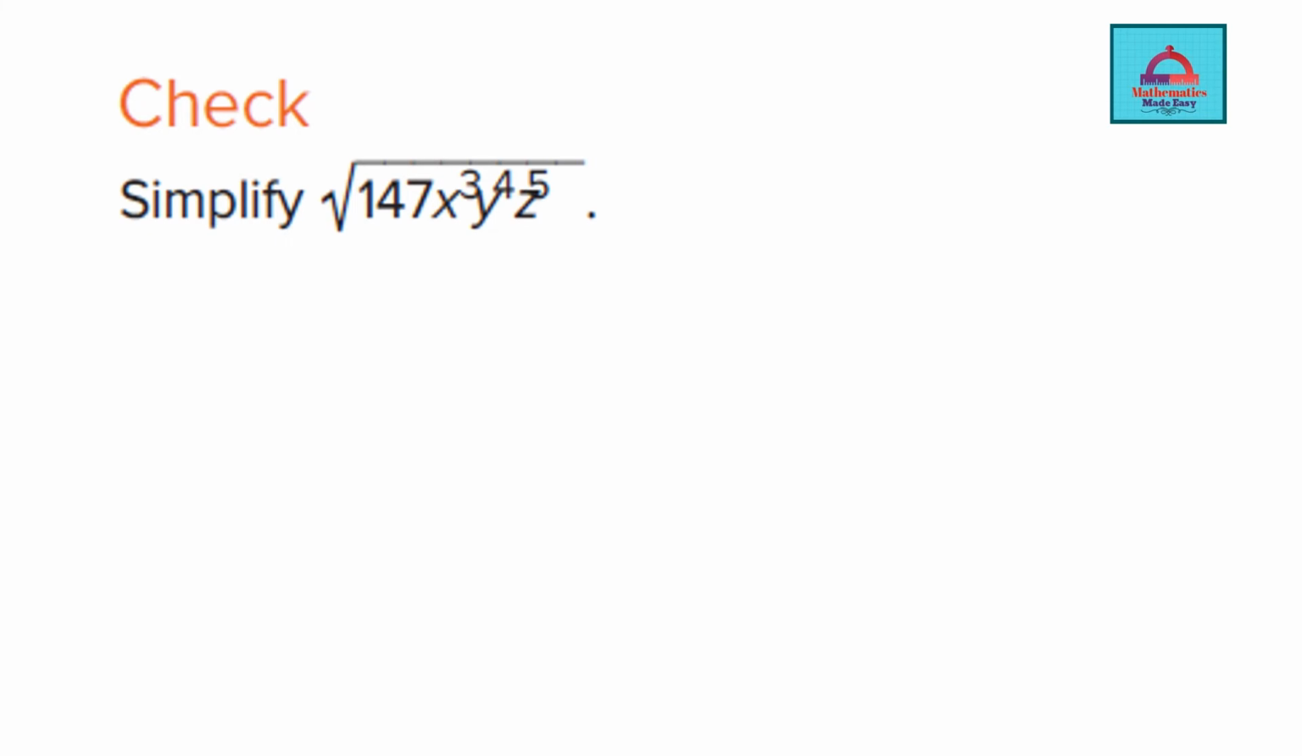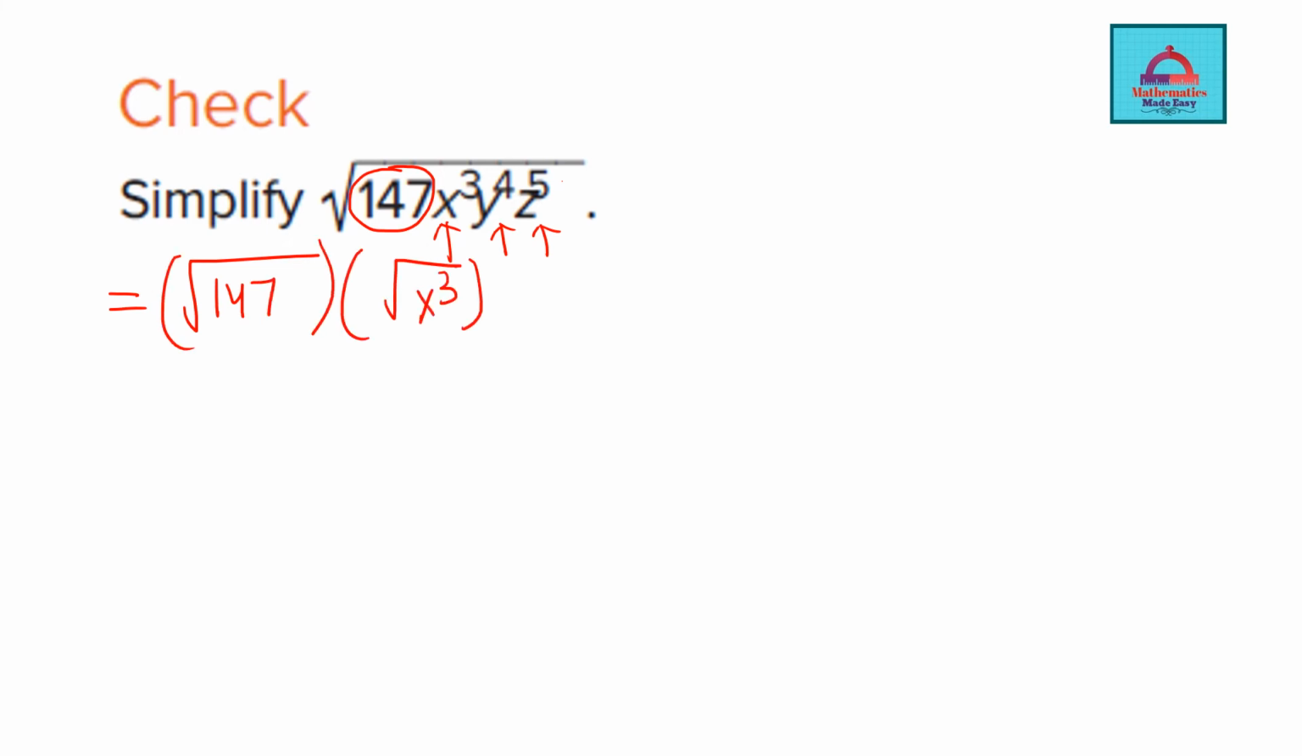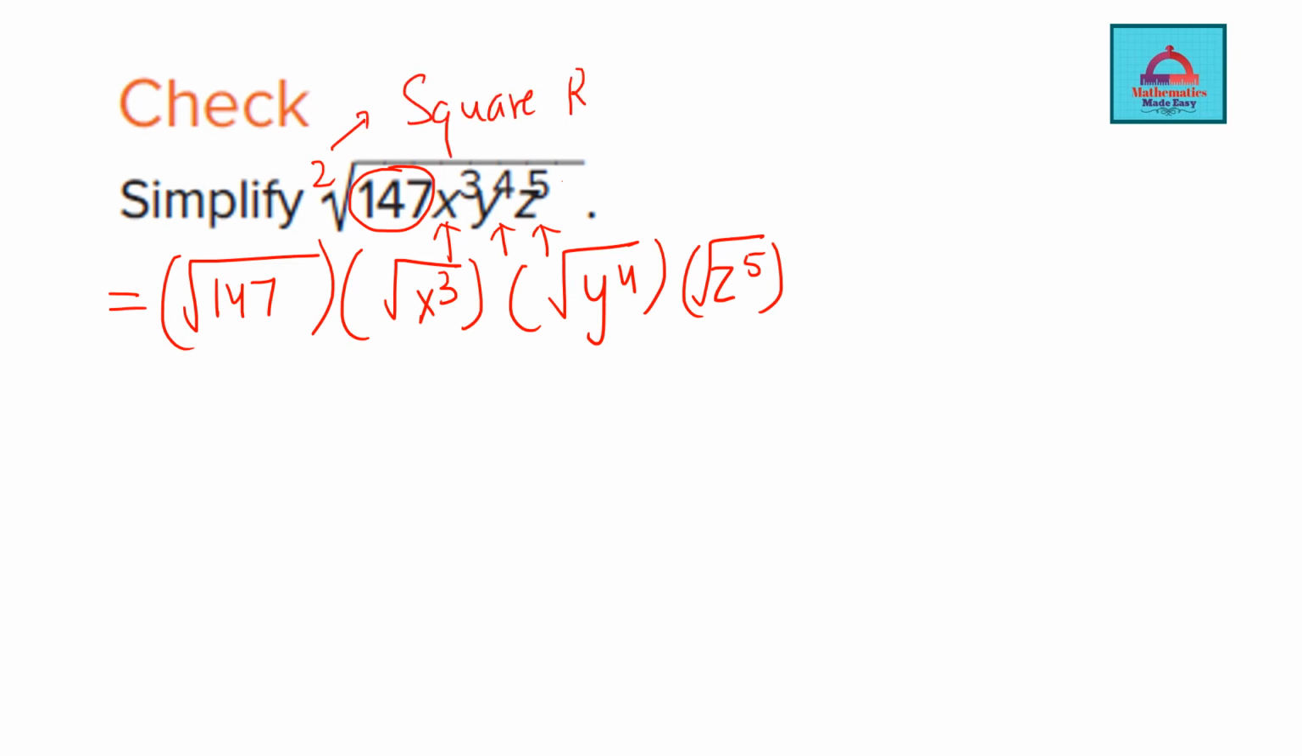Let's do one more question from your math book. This is a check question just to make you more comfortable with this kind of question. If you see here, you have square root of 147. That's the number. We are going to do prime factorization of it. Then you have three variables x, y, z with powers 3, 4 and 5. So let's break it into the parts: the number, the first variable, the second variable, and the third variable. All of them have square roots because whenever you don't have any index, automatically it is 2, and you know this is a question on square roots.